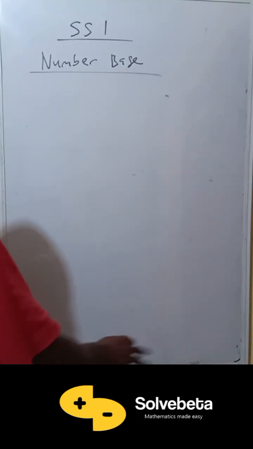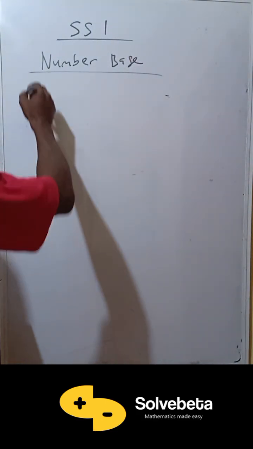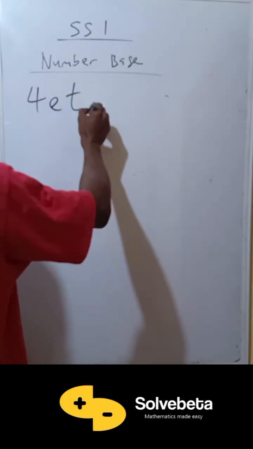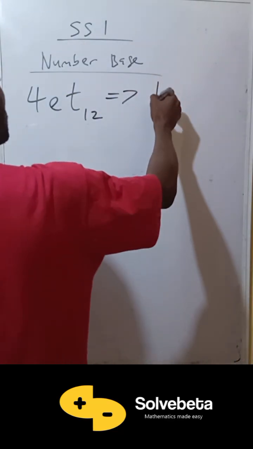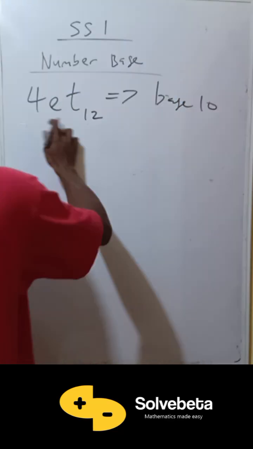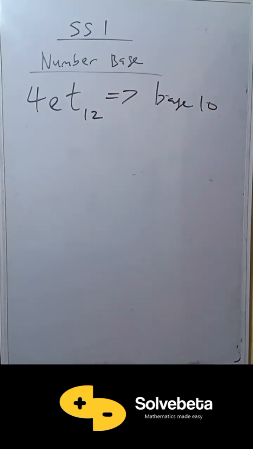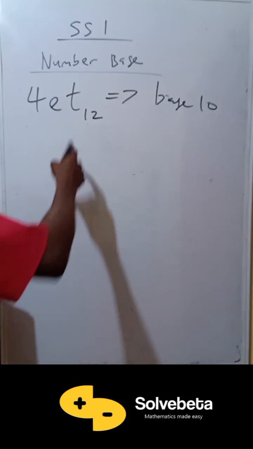Now, we are moving. Look at this. 4 E T, that is 4, 11, 10, in base 12. We want to come back to base 10. You're wondering, you have letters here, yes. Very, very important. Those letters have their significance. Now, you know we're in base 12.